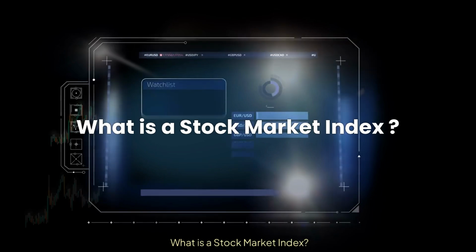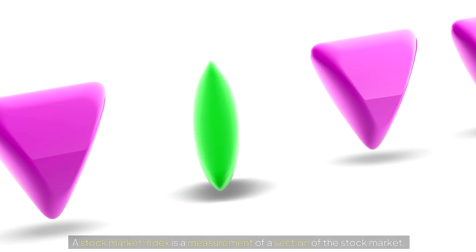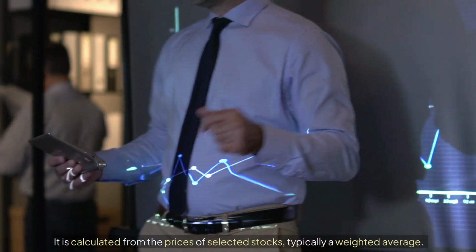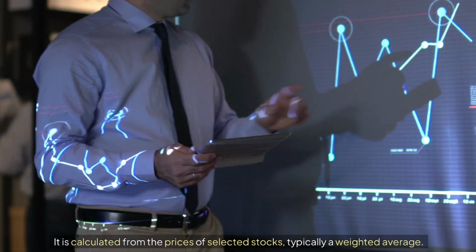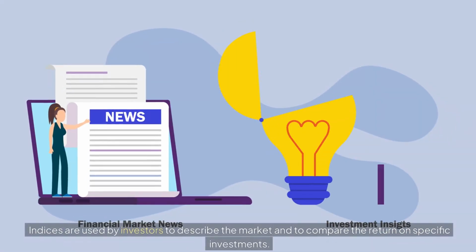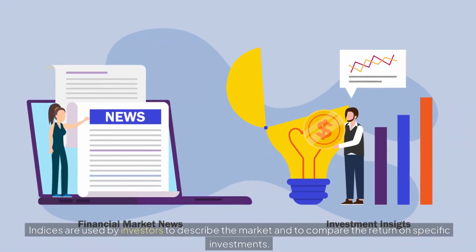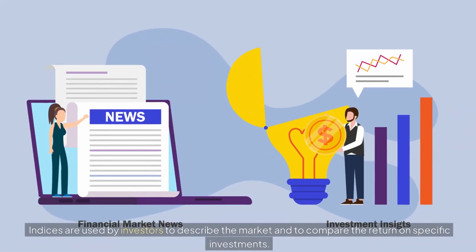What is a stock market index? A stock market index is a measurement of a section of the stock market. It is calculated from the prices of selected stocks, typically a weighted average. Indices are used by investors to describe the market and to compare the return on specific investments.